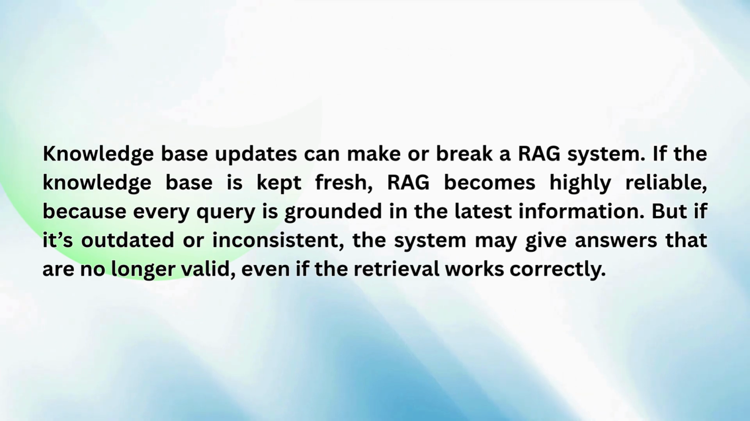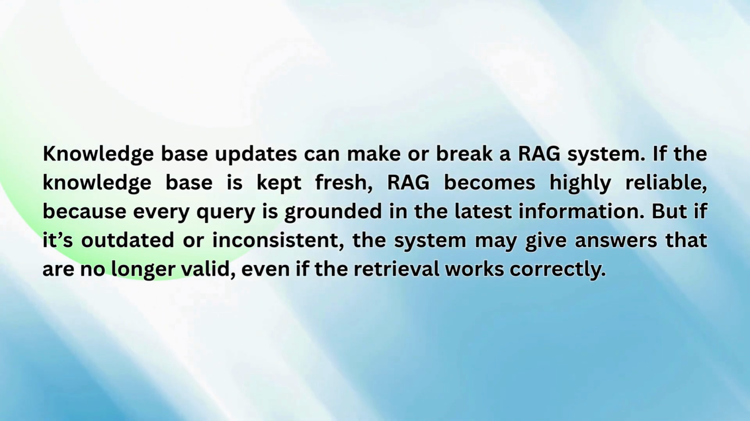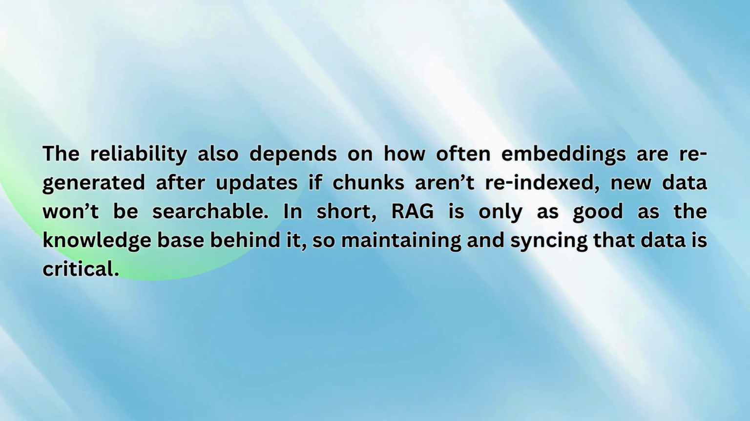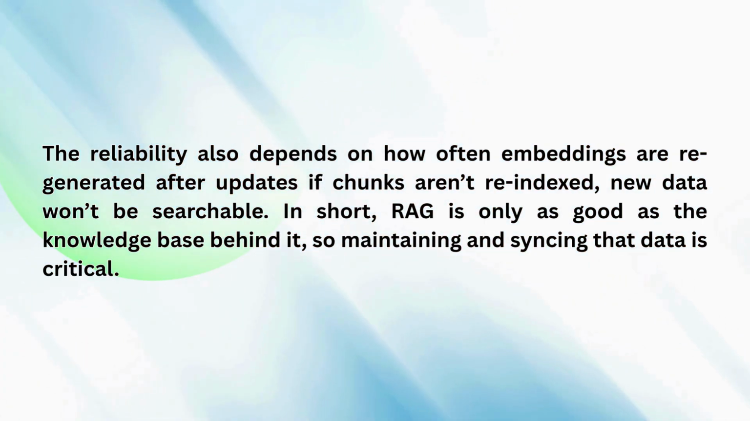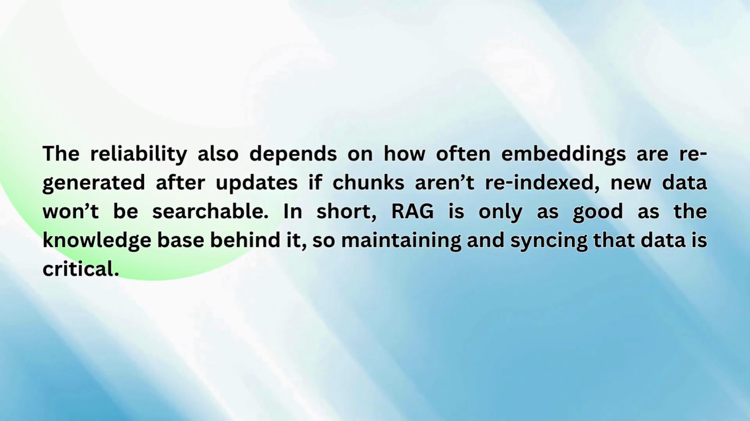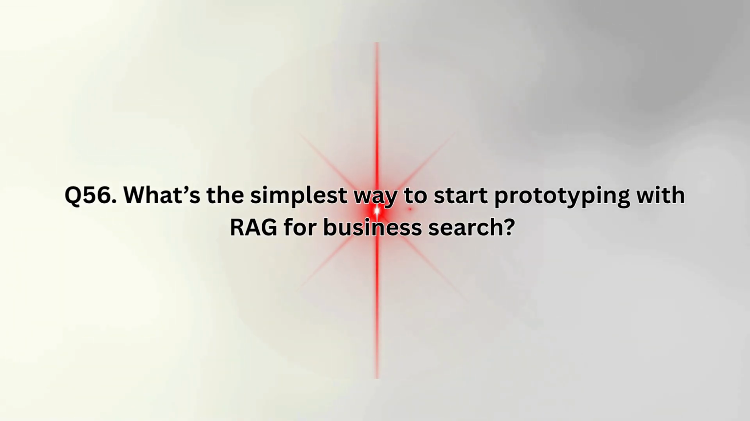But if it's outdated or inconsistent, the system may give answers that are no longer valid, even if the retrieval works correctly. The reliability also depends on how often embeddings are regenerated after updates. If chunks aren't re-indexed, new data won't be searchable. In short, RAG is only as good as the knowledge base behind it, so maintaining and syncing that data is critical. What's the simplest way to start prototyping with RAG for business search?